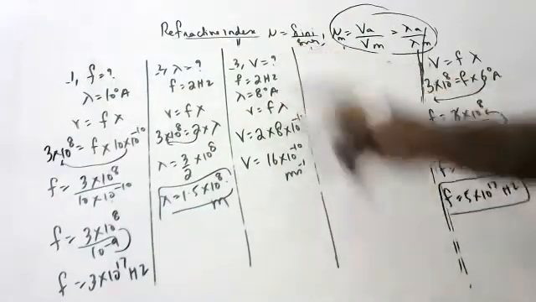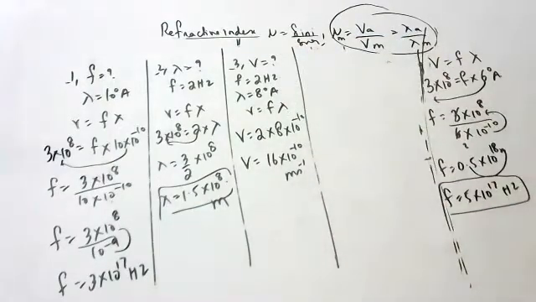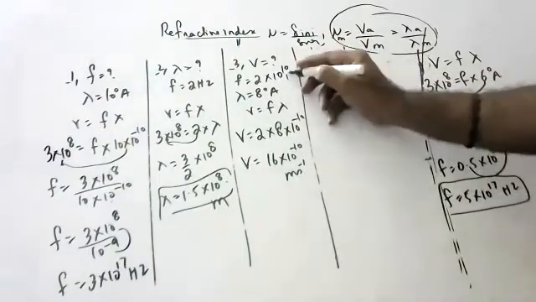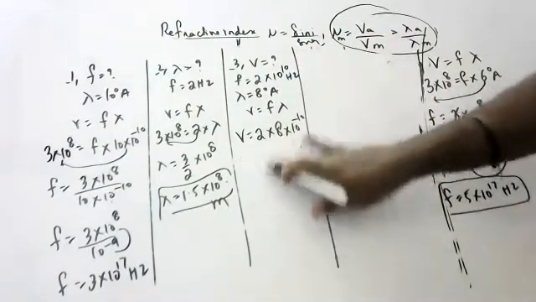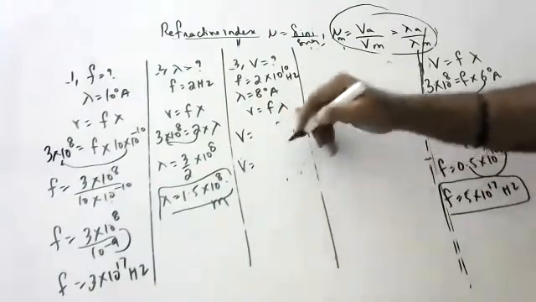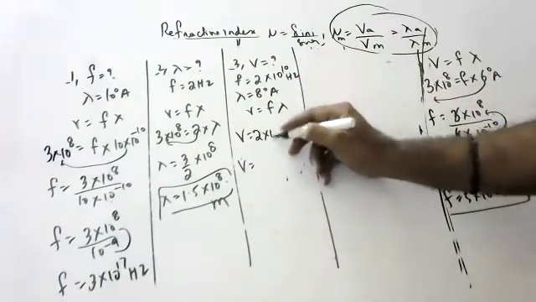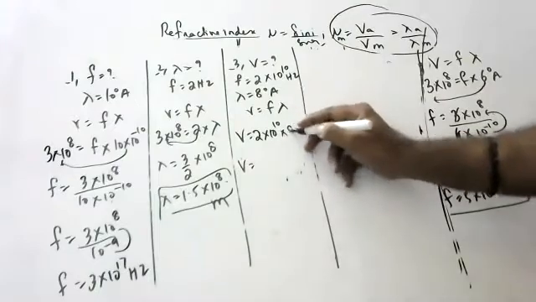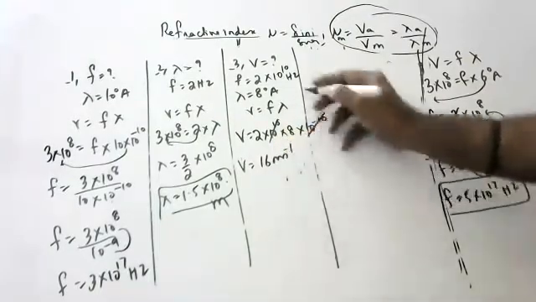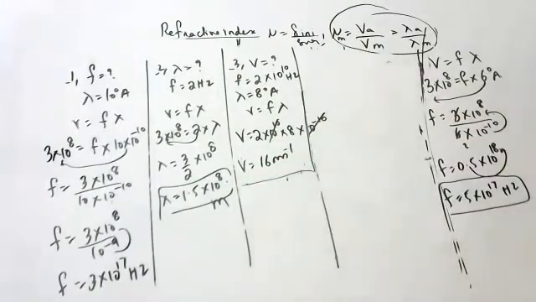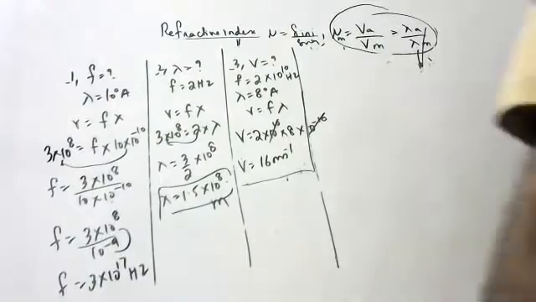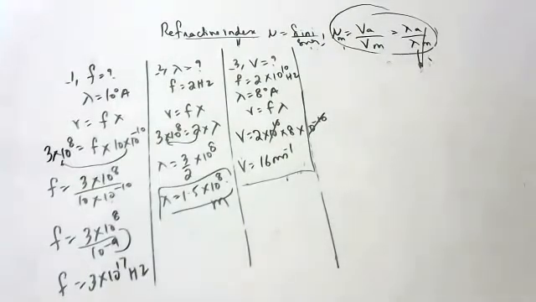That is very slow. Actually, I will tell you a question, a little bit long. If you take 2 into 10 to the power of 10 hertz, what will it become? Children, frequency is how much? 2 into 10 to the power of 10, and wavelength is how much? 8 into 10 to the power of minus 10. It is done: 16 meters per second.